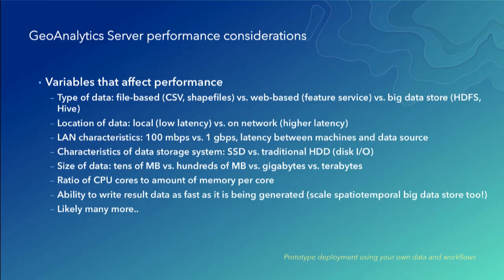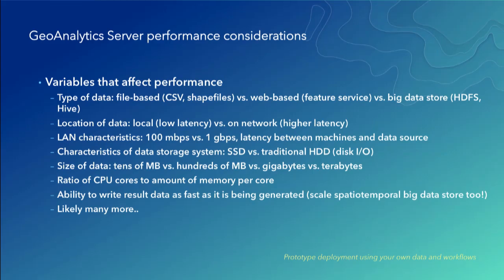So again, things like disk I/O, if you're hosting data on your own drives, starts to matter. You also need to have that right ratio of CPU cores to amount of memory. That goes to keeping the CPUs busy as well. A lot of the advantages of things like GeoAnalytics and the underlying architecture there, the software, is about doing as much in memory as possible. So if you don't have enough memory, you can't keep the CPU busy, and things don't go as fast as you want them to. You also have to be able to write out the results on an ongoing basis. So your spatial temporal big data store has to be able to keep up.